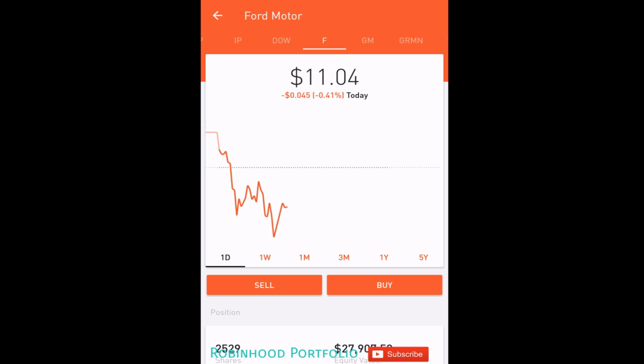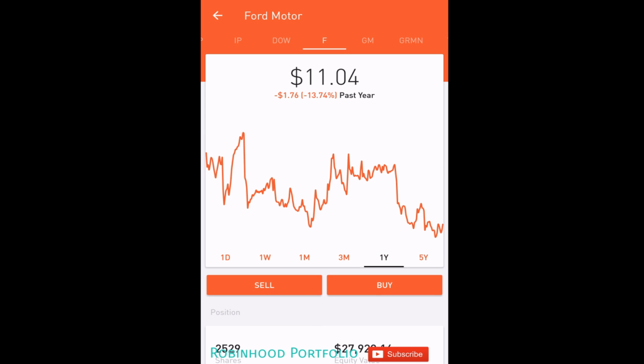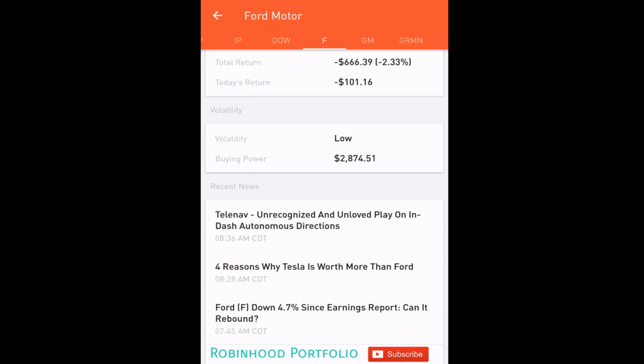So you can buy quite a few shares, and just a few pennies difference is going to result in a pretty big percentage movement. So that's why I like day trading in Ford. It's a low price stock. It's kind of like a penny stock, but it's a blue chip stock, which can be held for the long term. It's also got a great dividend yield as well.